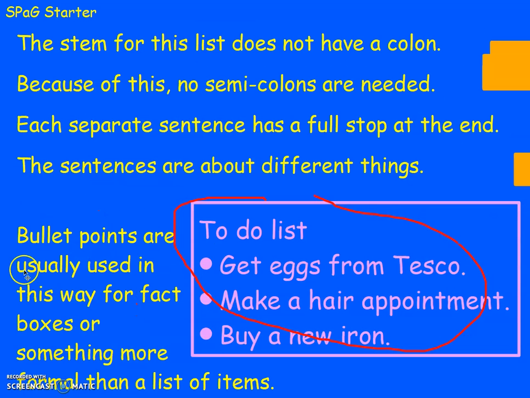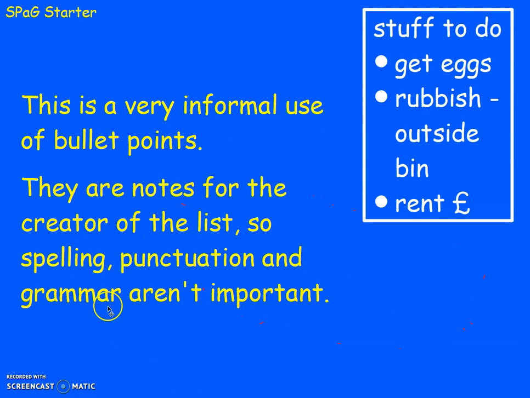That's something that you need to buy. This is listing things off, isn't it, that you're going to do through the day. So, this is a very informal use of bullet points. It just says stuff to do: get eggs, take rubbish outside, bin, rent, stuff like that. So spelling, punctuation and grammar aren't important. So that's why all three would have been acceptable to use.